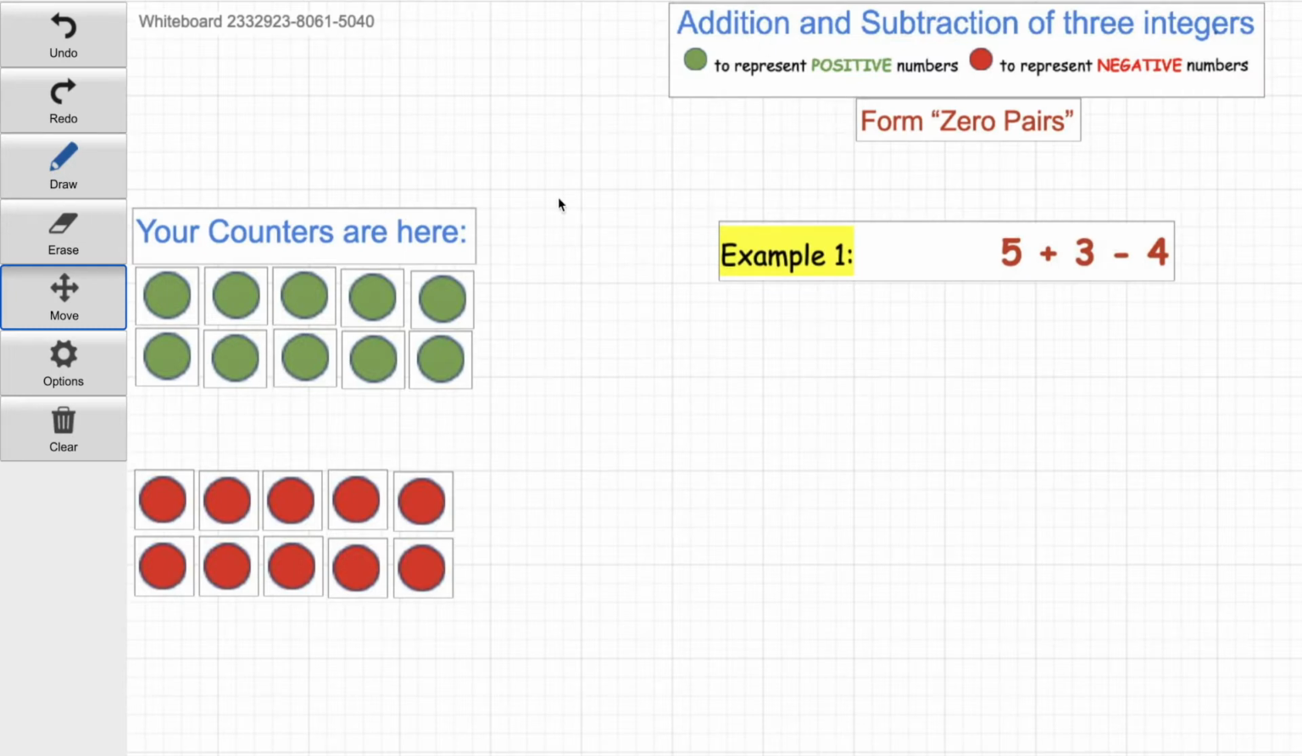We'll be using counters to solve today's problems. Now, as you can see, we're using green counters to represent positive numbers and red counters to represent negative numbers. So for example 1, where we have 5 plus 3 minus 4, we can use counters to represent this example. Now, let's pay attention to the question. Here we can see that the 5 here is positive, so we use 5 green counters to represent the positive 5.